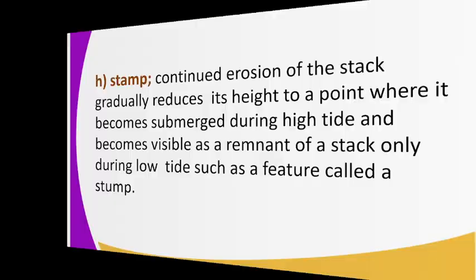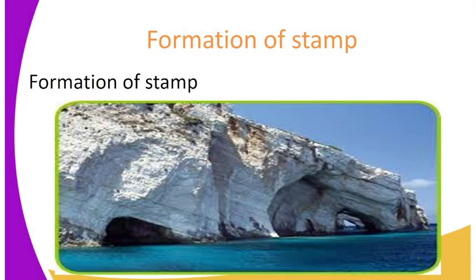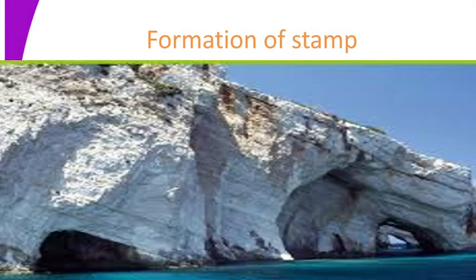The other one is a stump. Continued erosion of the stack gradually reduces its height to a point where it becomes submerged during high tide and becomes visible as a remnant of a stack only during low tide, a feature called a stump. Formation of a stump. That's the end of today's lesson.